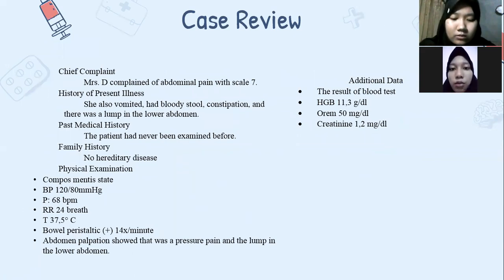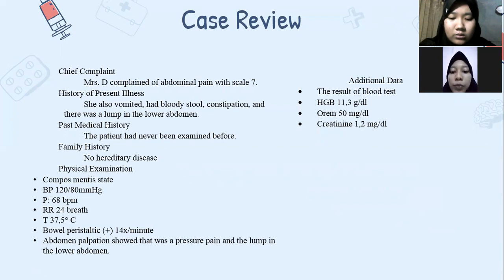Case review. First, chief complaint. Miss D complained of abdominal pain with scale 7. The history of recent illness is she also vomits, had bloody stool, constipation, and there was a lump in the lower abdomen. Past medical history is the patient had never been examined before, and family history is no hereditary diseases. Physical examination is compos mentis state.